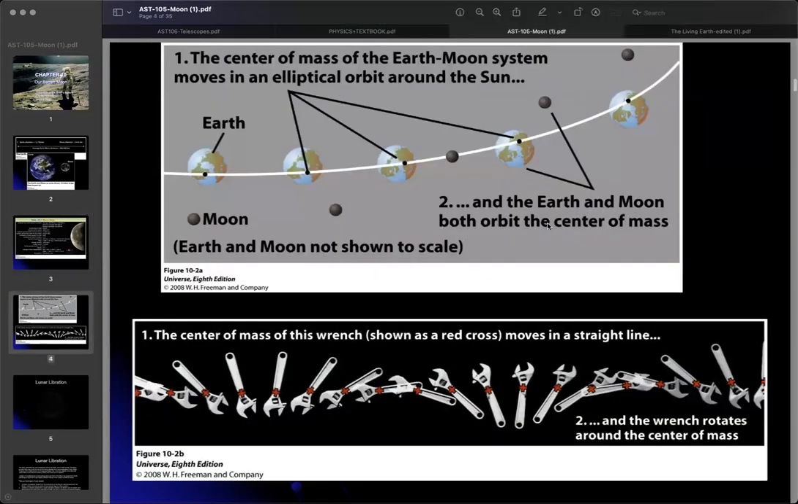It is important to note that the moon doesn't really circle around the Earth, but the combined Earth-Moon system rotates around the combined center of the Earth-Moon system. And that center of the Earth-Moon system is what is moving in an elliptical orbit around the sun.